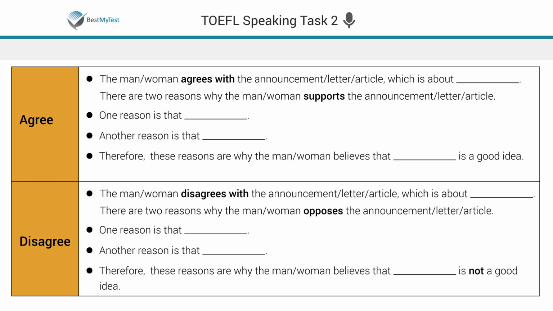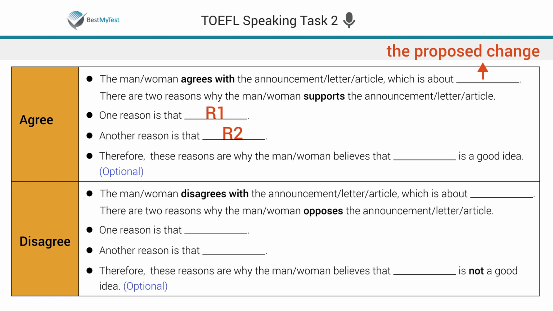Here we go. So agree: the man or woman agrees with the announcement or the letter or the article, whichever is appropriate, which is about, and there's a blank there, and in that blank you put in the change. What is the proposed change? There are 2 reasons why the man supports the announcement. One reason is that, and there you give your answer. Another reason is that, and there you add the second reason. Therefore, these reasons are why the man believes that whatever it is is a good idea.